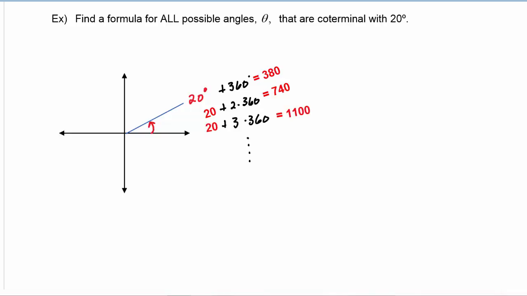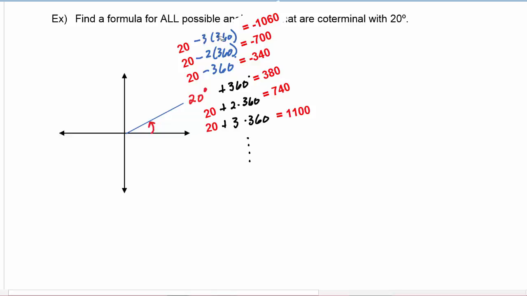Or we could go in the reverse direction. If we were on the terminal side of 20, we could back up by 360 degrees. So we would subtract 360 degrees. Or we could do 2 times that, so it would be negative 2 times 360. Or it could be 3 times in the negative direction, so it would be negative 3 times 360. So I think you get the idea now. Notice that all of these are just integer multiples of 360 degrees. There are going to be infinitely many angles that are coterminal with 20 degrees.